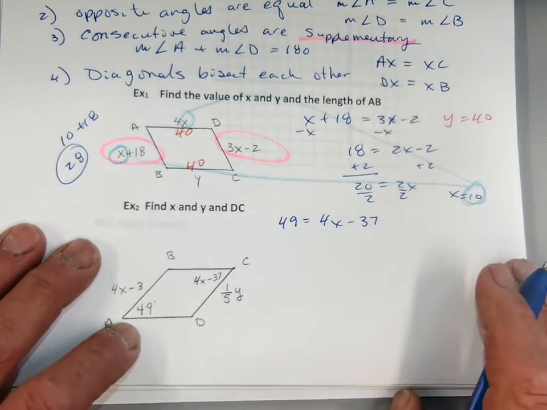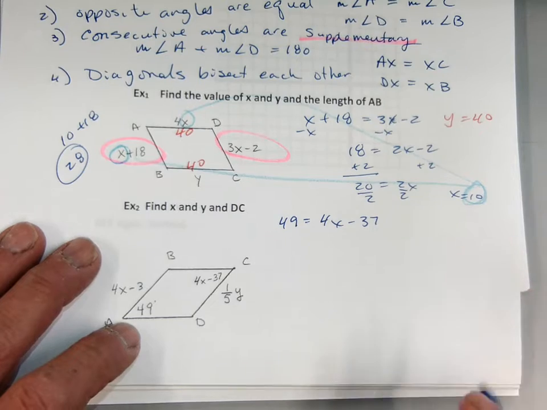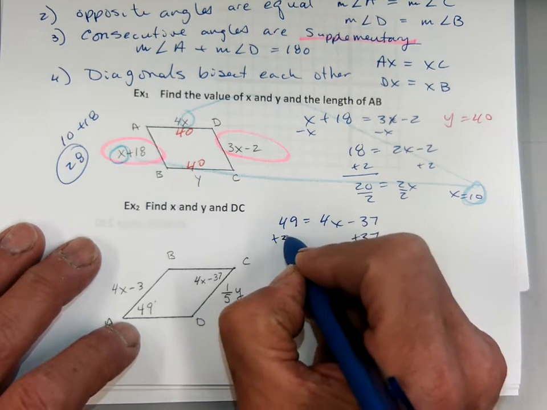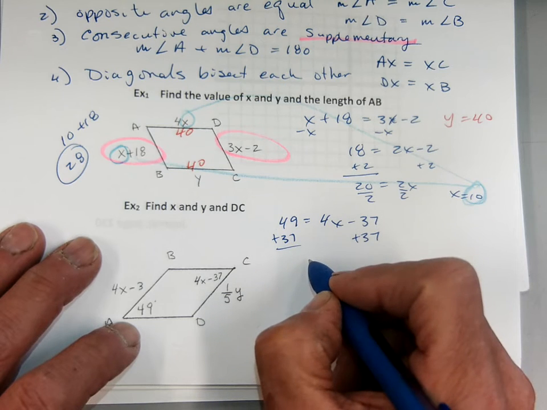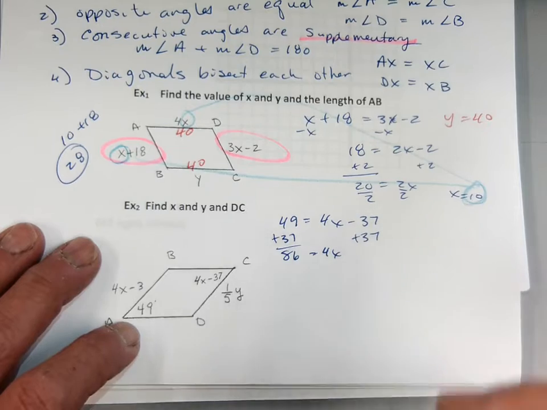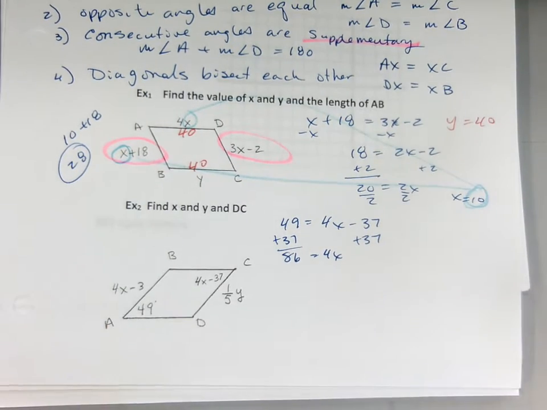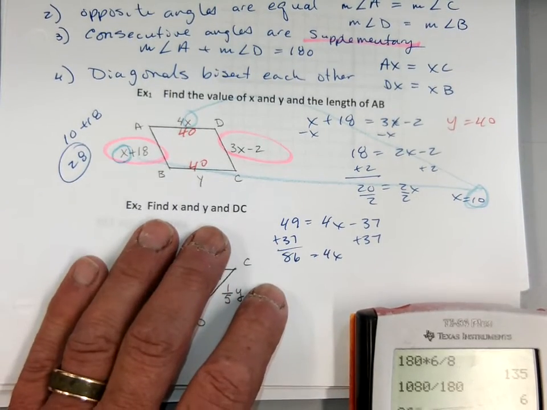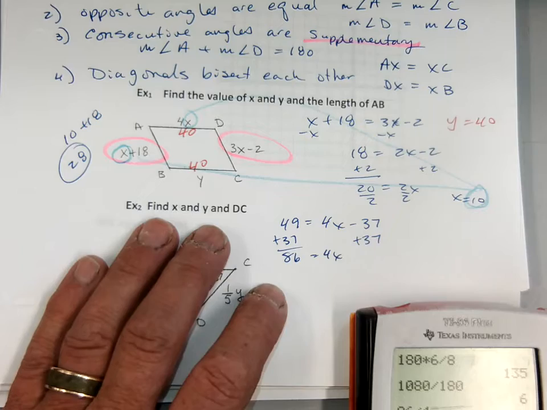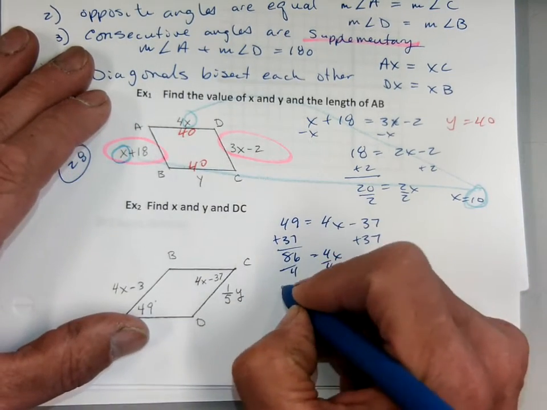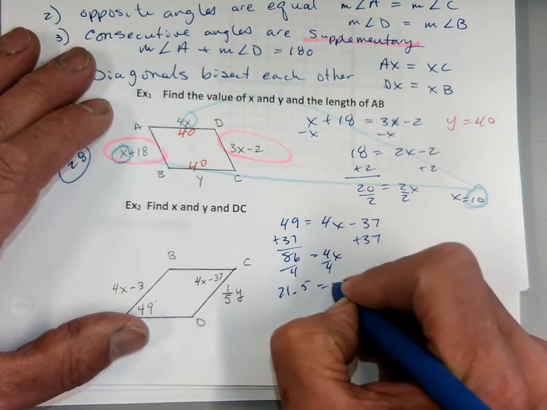All right. Let's find out what the value of x is. Well, plus 37, plus 37. What's that? 86? I think so. 86 equals 4x. Divide by 4. Might need my calculator here. 22 and a half or something like that. Hold on. What's 86 divided by 4? 21 and a half. I was close. Divide by 4, divide by 4, and I get 21.5 is the value of x.